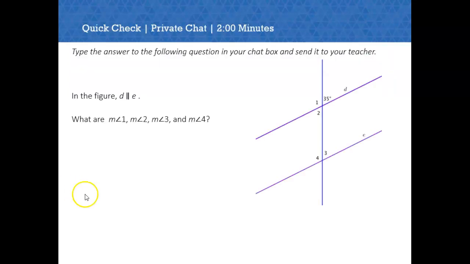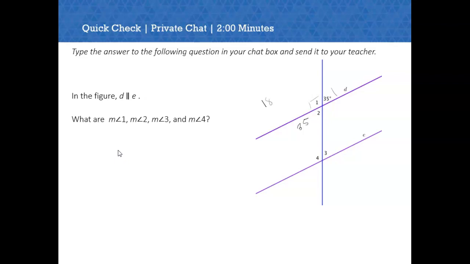So let's take a look at this. In the figure, D is parallel to E. What are the measures of 1, 2, 3, and 4? So we can see that here's our 35 degrees, and this makes a linear pair with 1. We can also see it's a vertical angle with 2. So 2 is 35.